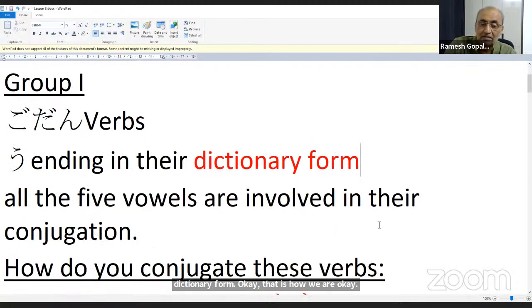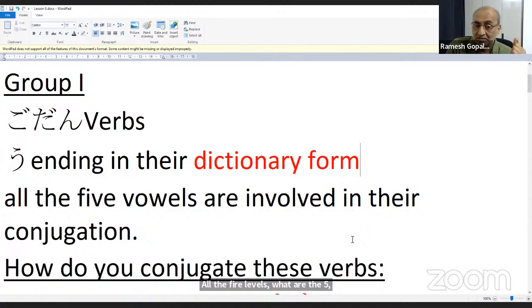Now, why are they called Godan verbs? They are called that because all the 5 vowels are involved in their conjugation. So when you conjugate these verbs, that is when verbs change forms, all the 5 vowels are involved. What are the 5 vowels? A, I, U, E, O.